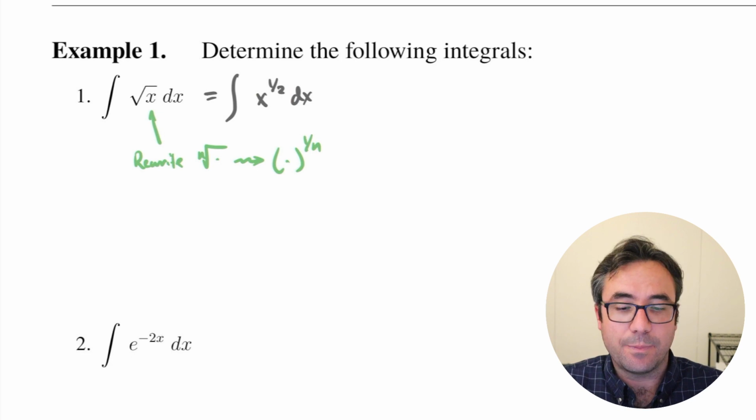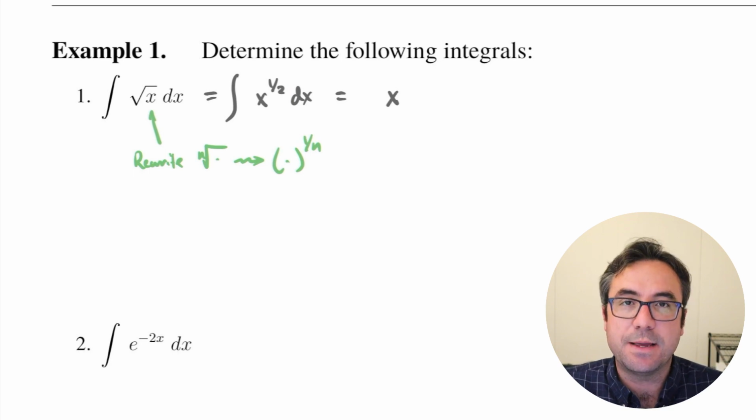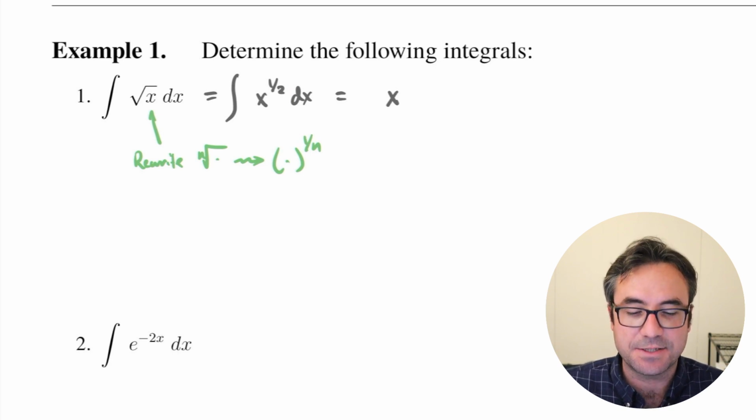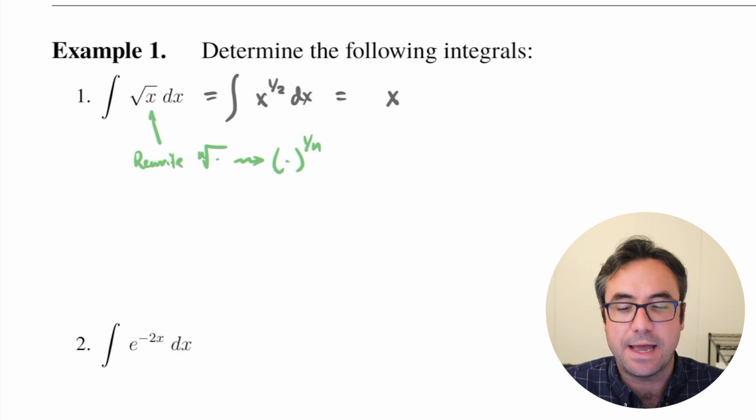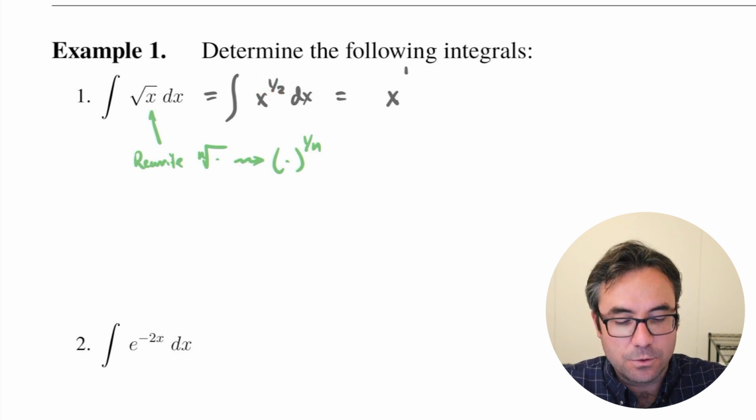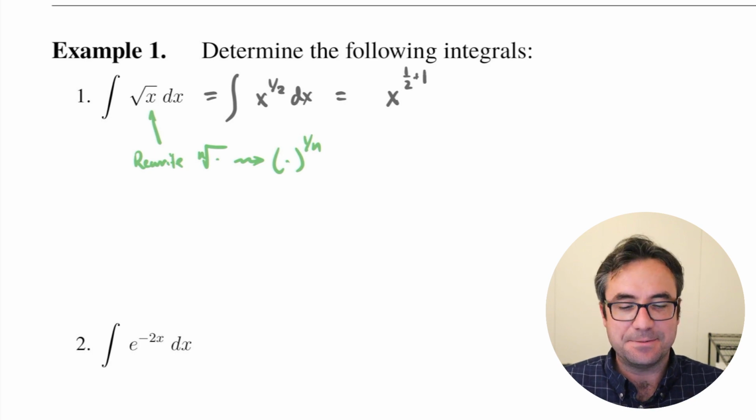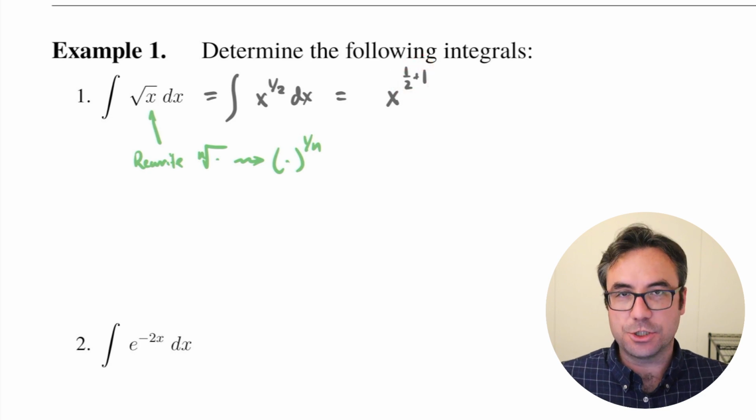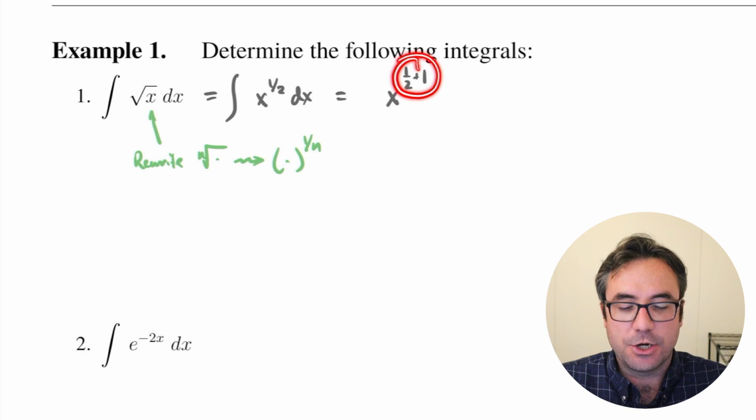So now we're going to do our power rule. How does our power rule work? First step, we keep the variable the same, so we're going to keep it as x. Then we're going to add 1 to this old exponent. So our old exponent was 1/2, and we're going to add 1 to that. It doesn't hurt to show this step, but once you get the hang of it, you're probably not going to show 1/2 plus 1.